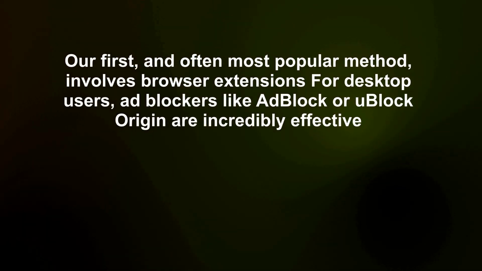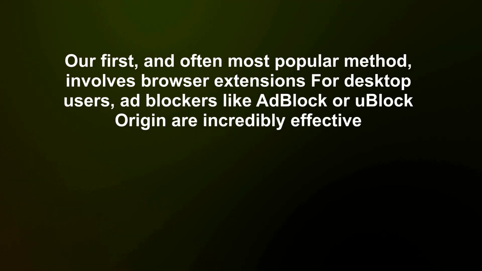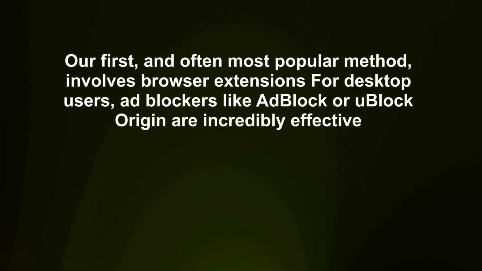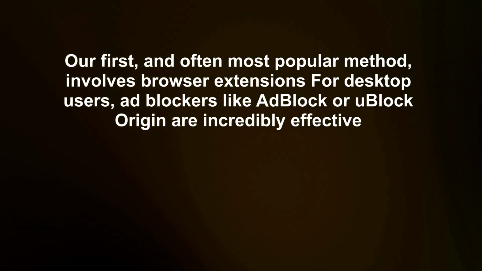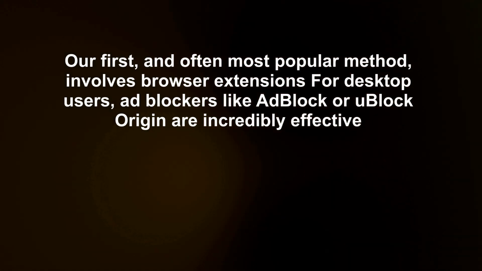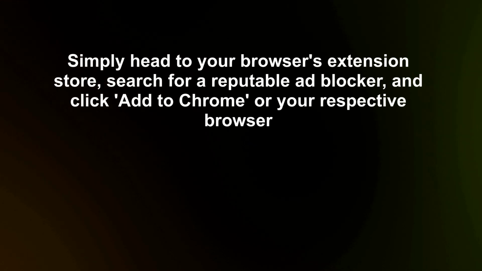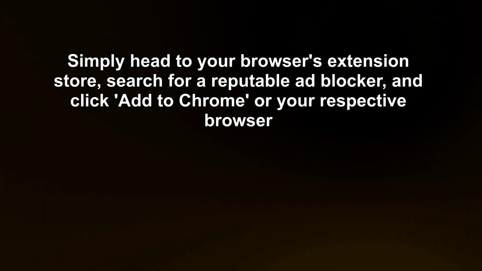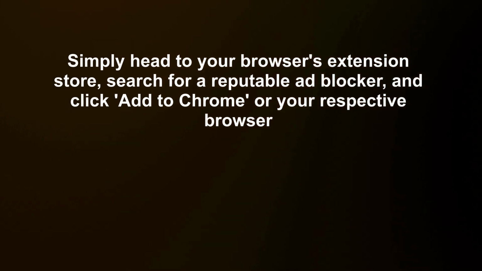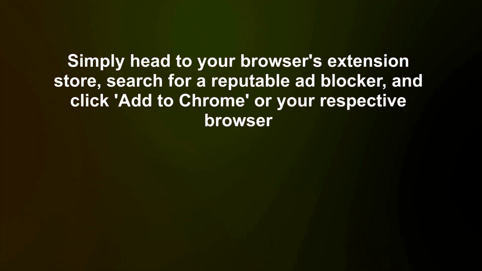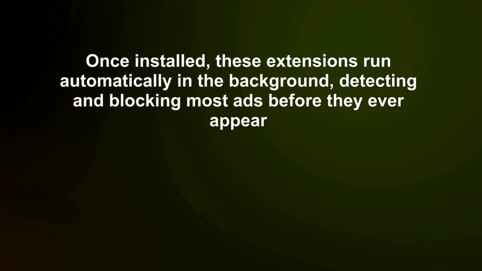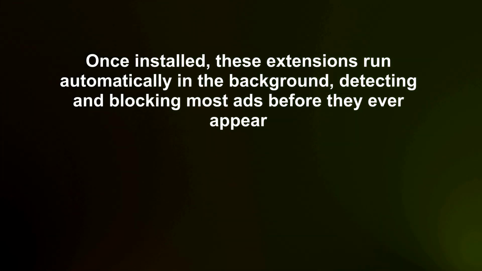Our first, and often most popular method, involves browser extensions for desktop users. Ad blockers like AdBlock or uBlock Origin are incredibly effective. Simply head to your browser's extension store, search for a reputable ad blocker, and click Add to Chrome or your respective browser. Once installed, these extensions run automatically in the background, detecting and blocking most ads before they ever appear.